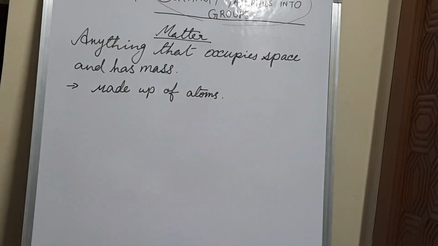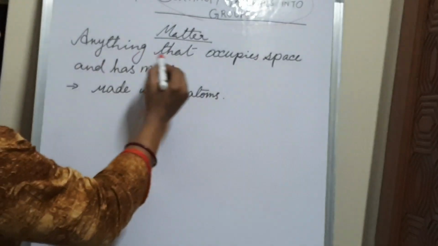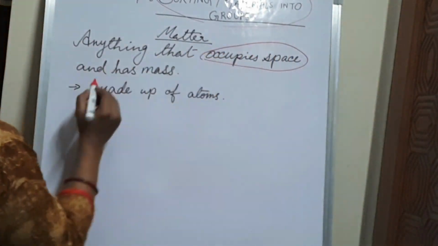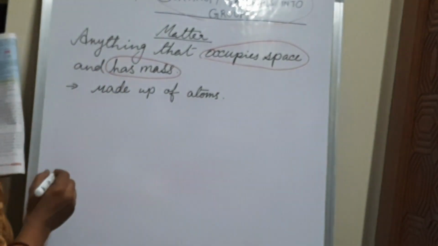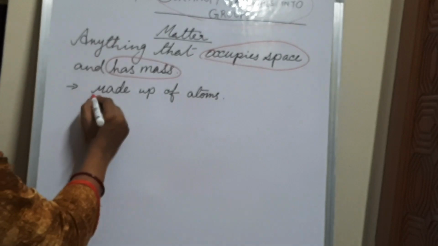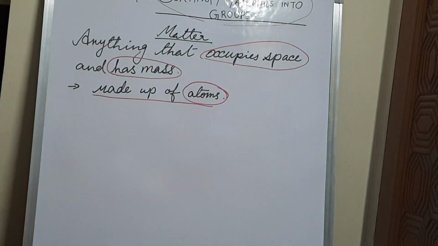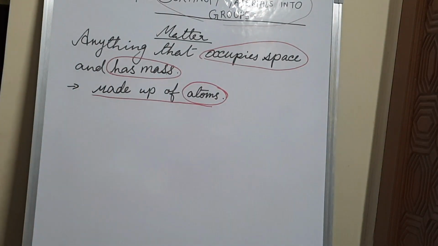All the materials are made up of matter. So what is matter? Anything that occupies space and has mass is called matter. So everything in this universe is made up of matter. But what is matter made up of? Matter is made up of extremely small particles called atoms. An atom is very small and it cannot be seen with naked eyes.